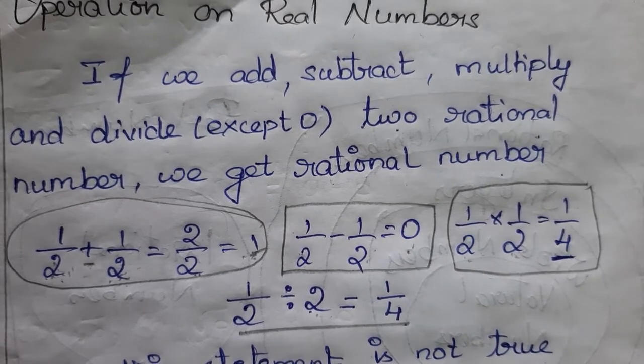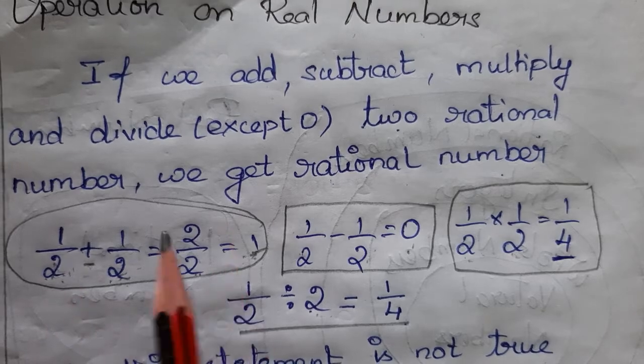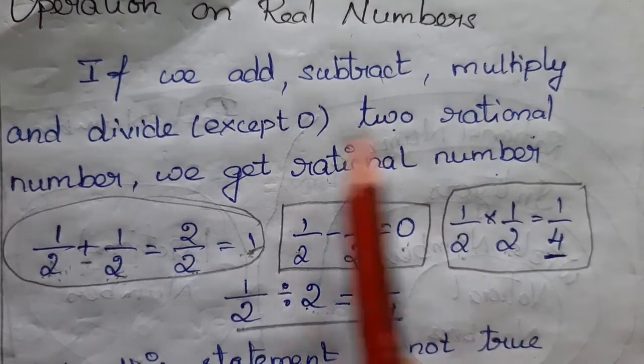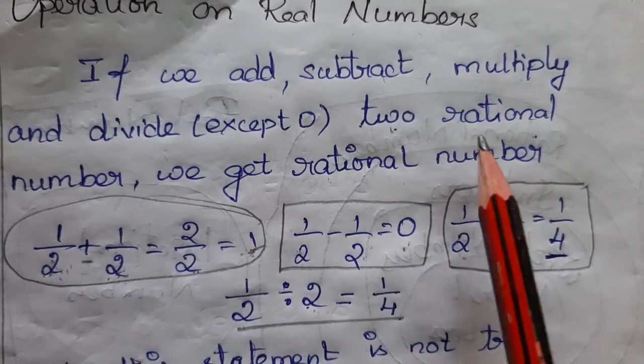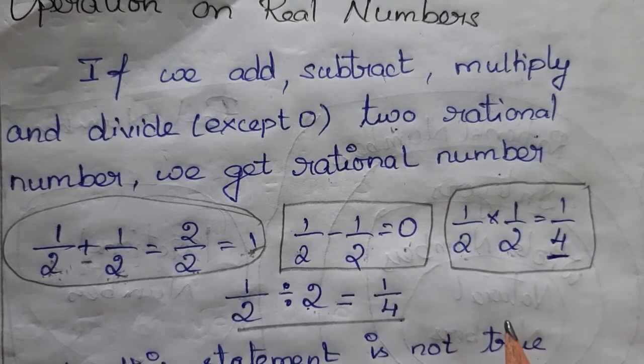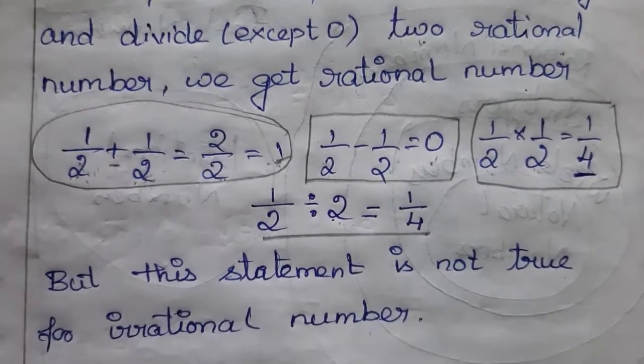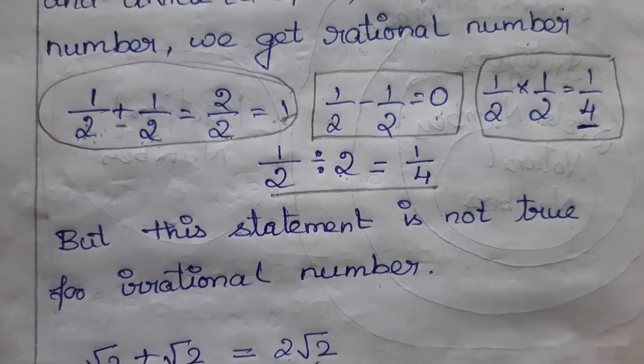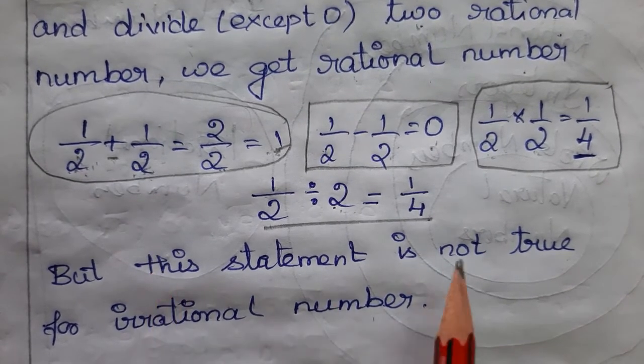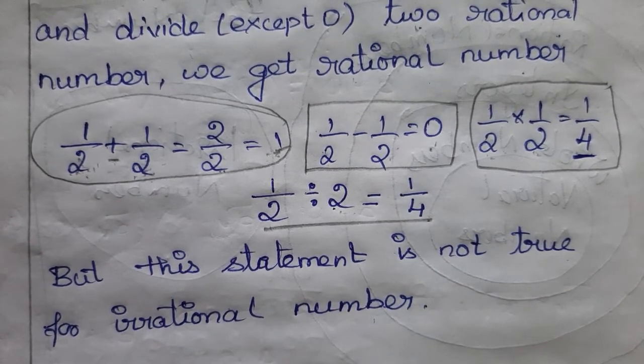Okay. Now you guess what happened when we add or multiply or subtract or divide two irrational numbers. Can you guess the result will be rational or irrational or what? That's what you are going to see here. But the statement is not true for irrational numbers. Yes, when we add two irrational numbers, not always the result will be an irrational number.